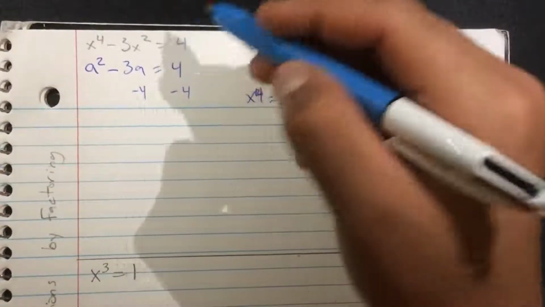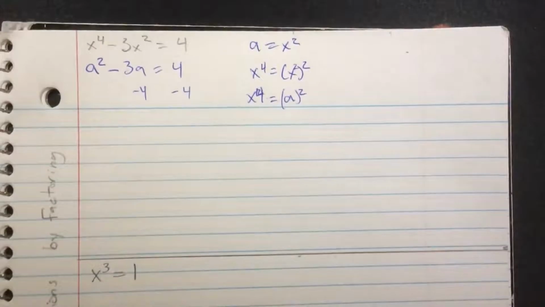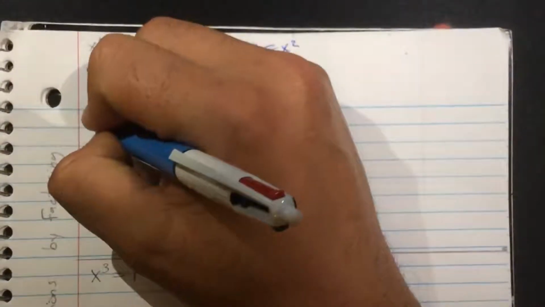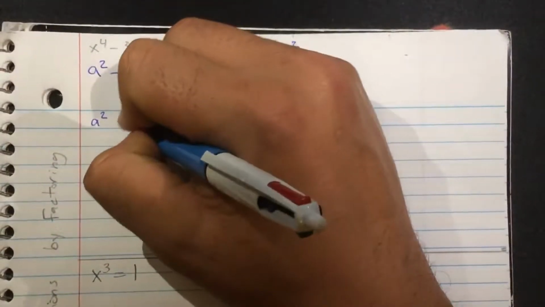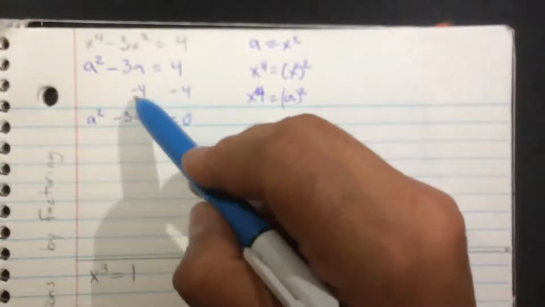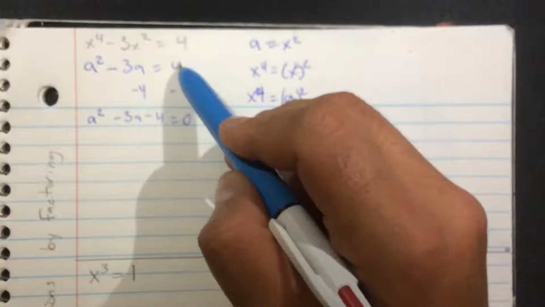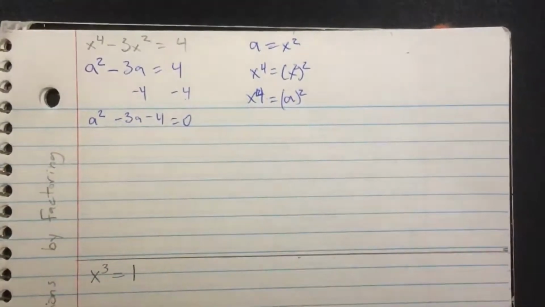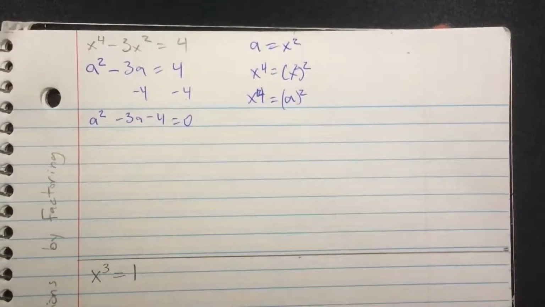You could have done this process first. It doesn't really matter the order you do it in, as long as you get it done. So it's going to be a squared minus 3a minus 4. 4 minus 4 subtracts to 0. And then we're pretty much set.